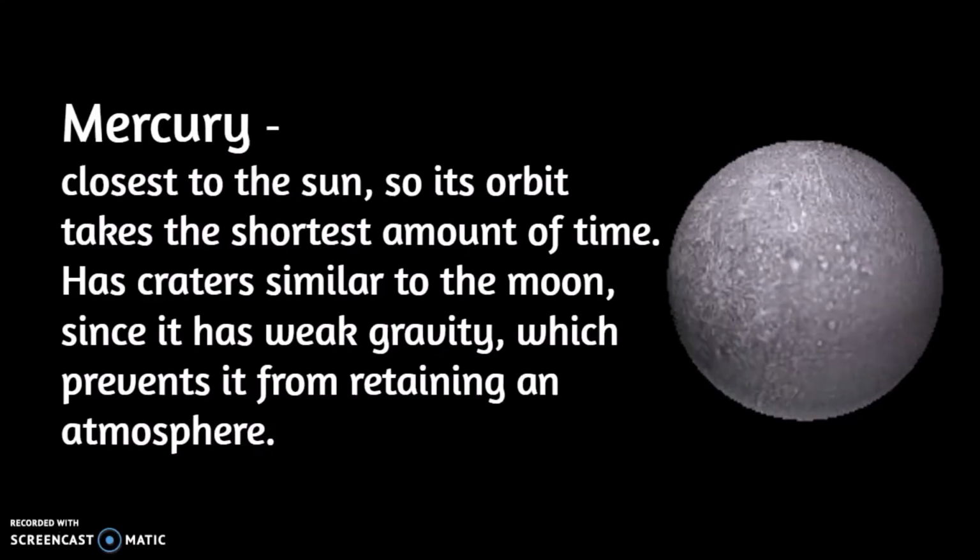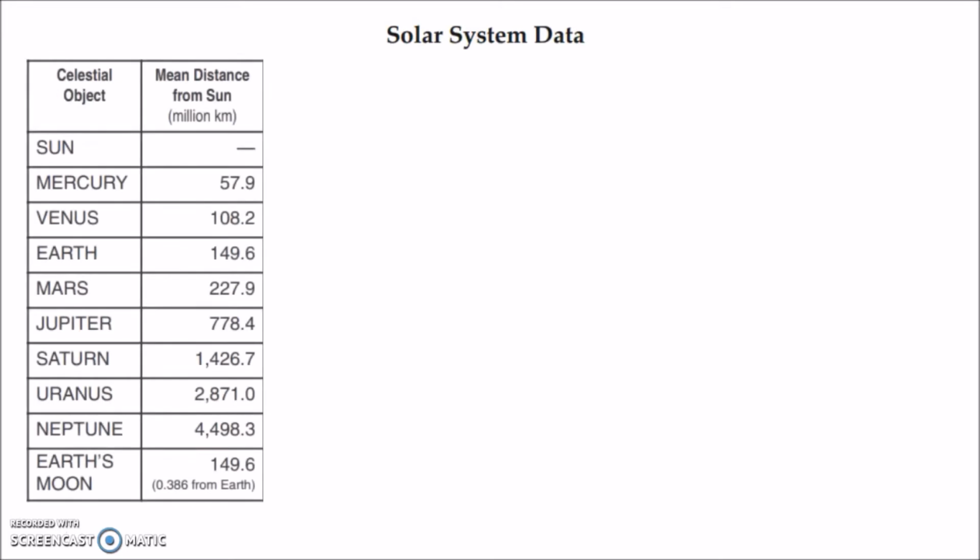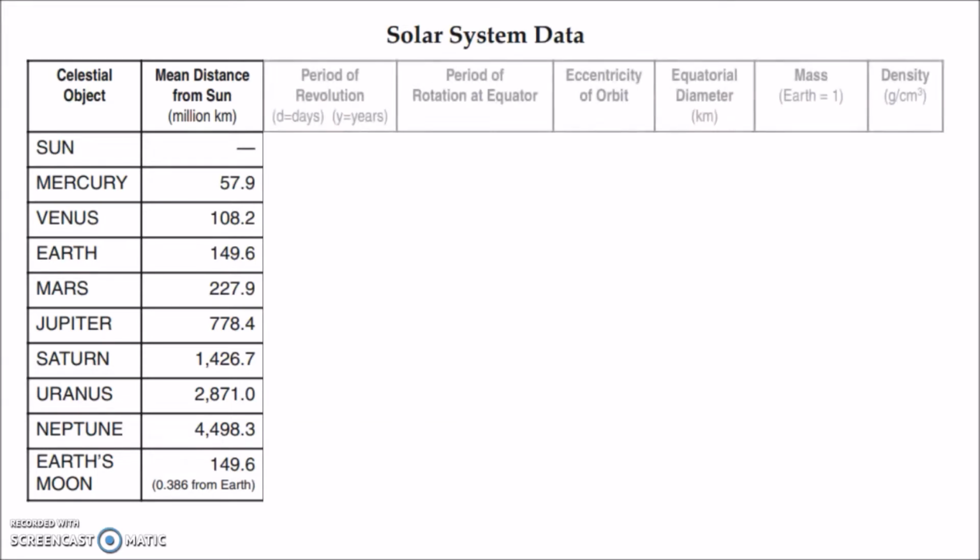We are given information about the planets on this chart called Solar System Data. First, we'll list the different celestial objects like the Sun, the planets, and Earth's moon, as well as some characteristics. First, let's look at this column, mean distance from the Sun, which means on average how far this planet is away from the Sun. As you can see, as you go down the list, the number is going to get higher, meaning you get farther away from the Sun.